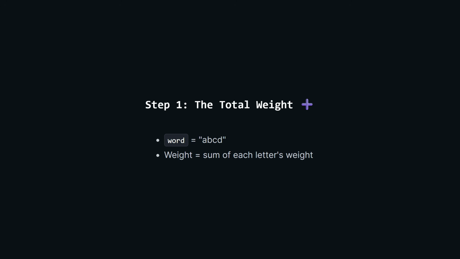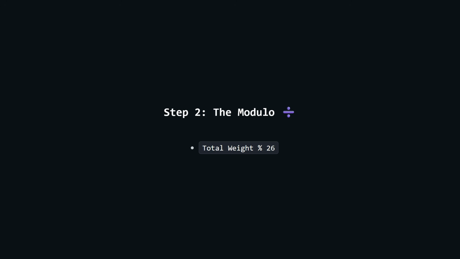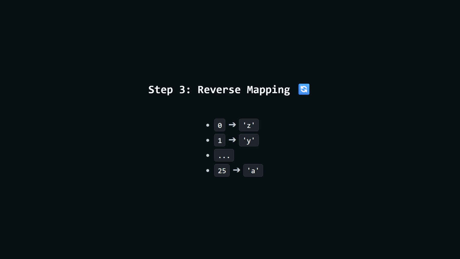First, for every single word, we need to find its total weight by looking up the weight of each individual character and adding them all together. Next, we take that total combined weight and apply a modulo of 26 to it, which shrinks our number down to a value between 0 and 25. Finally, we use that modulo result to pick a single letter using reverse alphabetical order, meaning 0 becomes Z, 1 becomes Y, and so on.